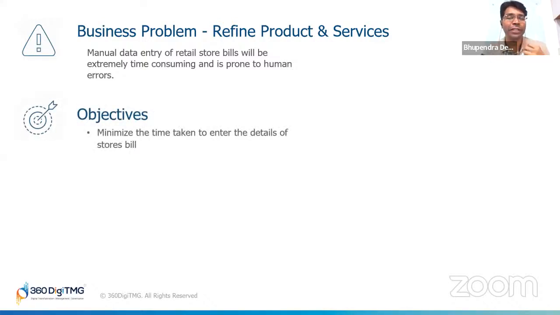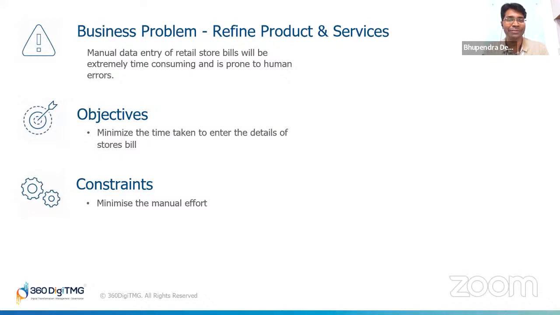Now, what was the objective of this project? We had to minimize the time taken to enter the details of store bills. And what were the constraints? Of course, we had to minimize manual efforts. That's the reason we are using Paddle OCR here.